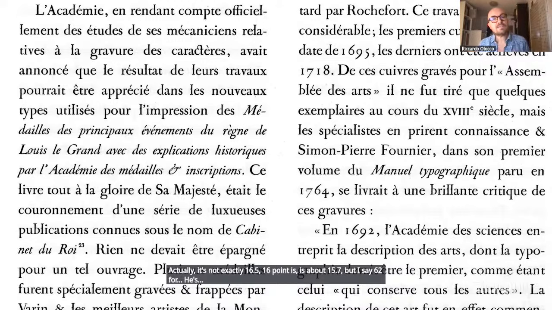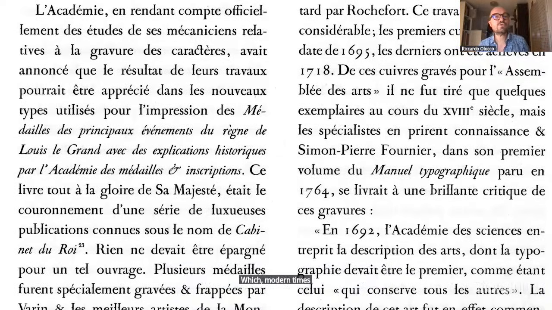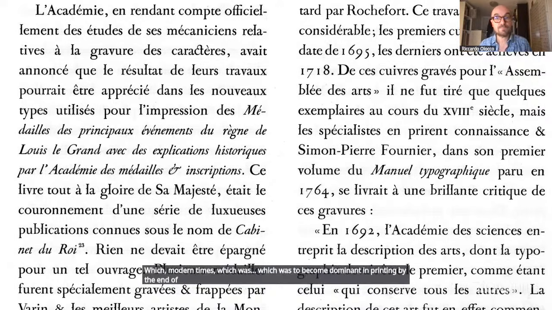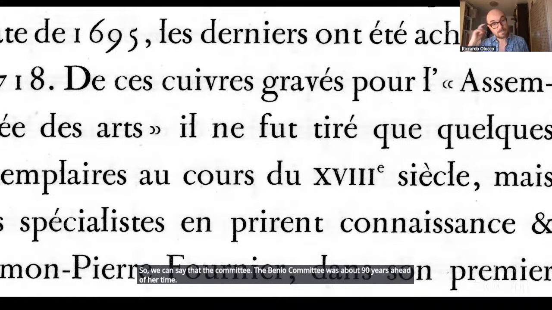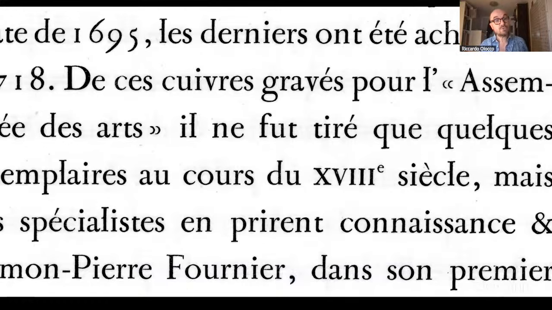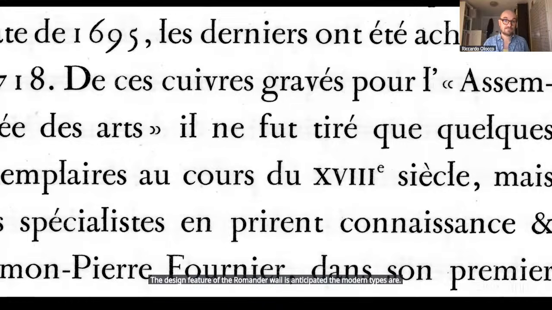As it's usually remarked in the histories of printing types, the Romain du Roi was one of the crucial steps in the evolution of modern types, which was to become dominant in printing by the end of the 1700s. So we can say that the Bignon Committee was about 90 years ahead of their time. The design features of the Romain du Roi that anticipated the modern types are the following.